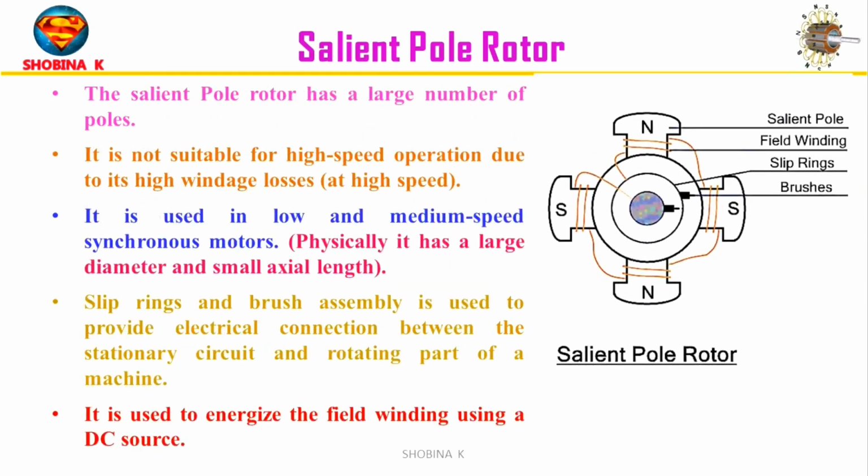Talking about the characteristics and applications of the salient pole rotor, it has a large number of poles. It is not suitable for high-speed operations due to its high windage losses at high speed, so it is used in medium and low-speed synchronous motors, since it has a large diameter and small axial length. The slip rings and the brush assembly are used to provide the electrical connection between the stationary circuit and the rotating part of the machine, as they are used to energize the field winding using the DC source.